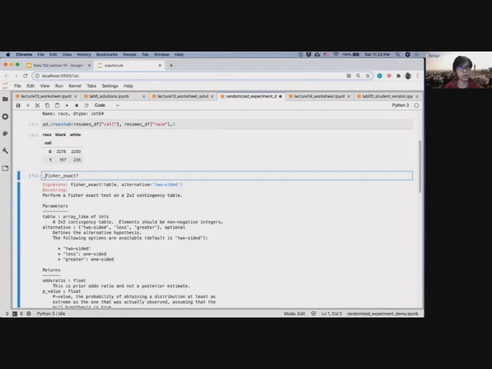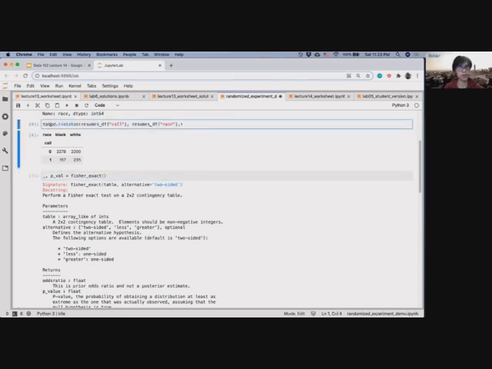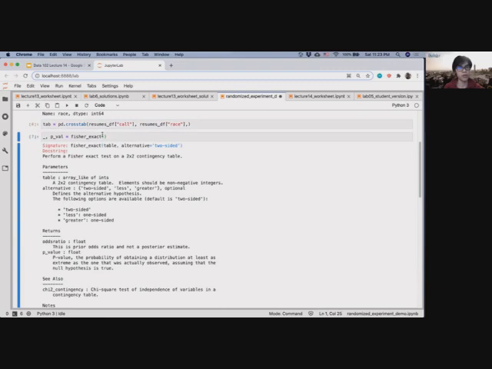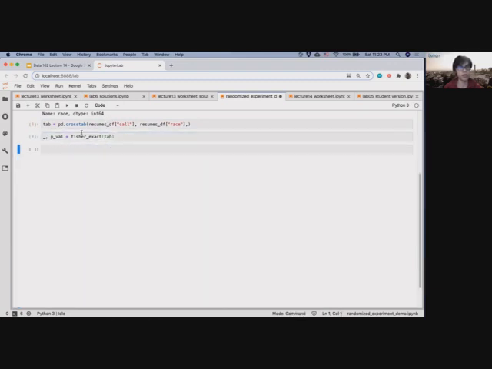So I'm going to put a dummy variable here, and p-value is equal to Fisher's exact test, and I'm going to call this table. Okay, so let's do this. And voila, we get a p-value of 4.8 times 10 to the minus 5.